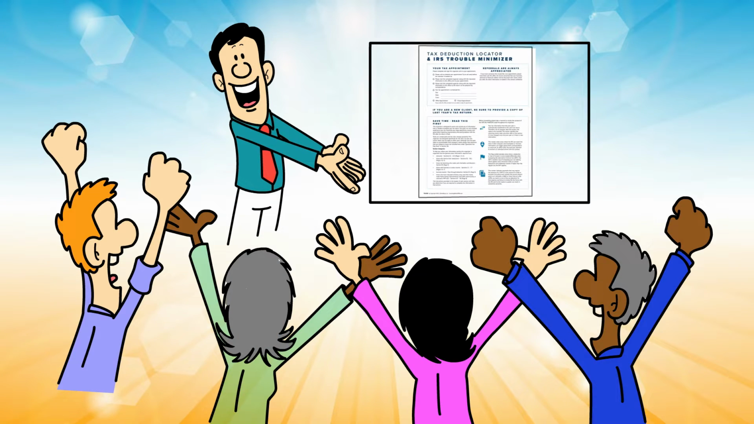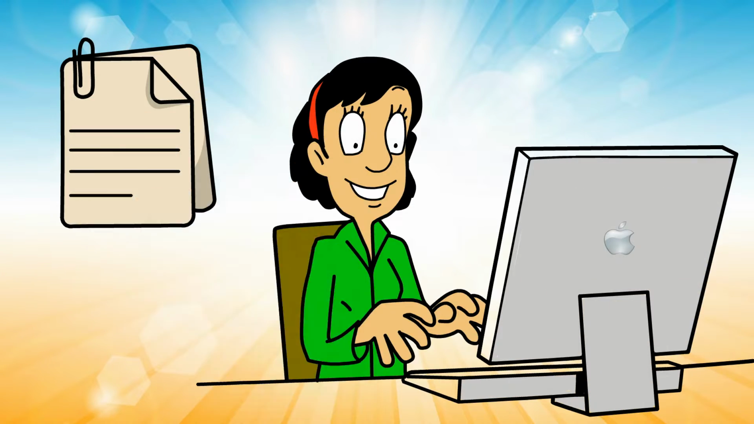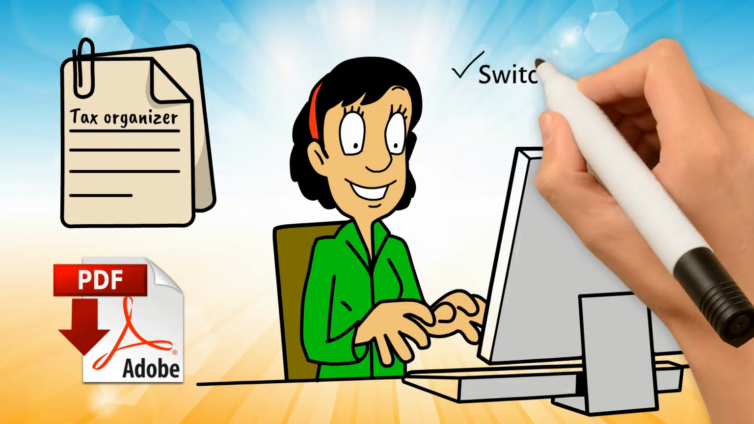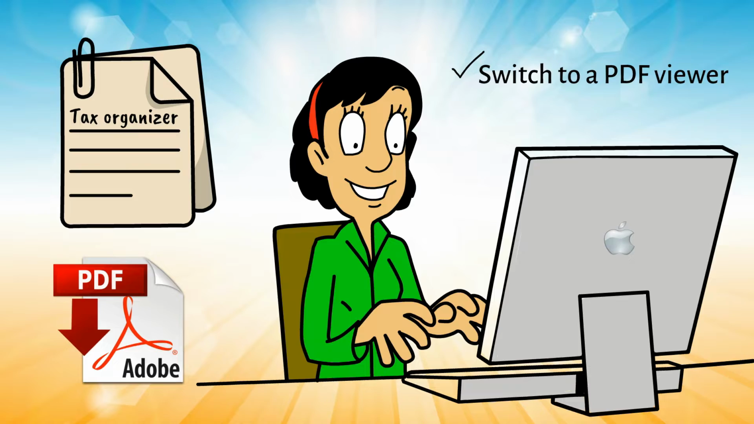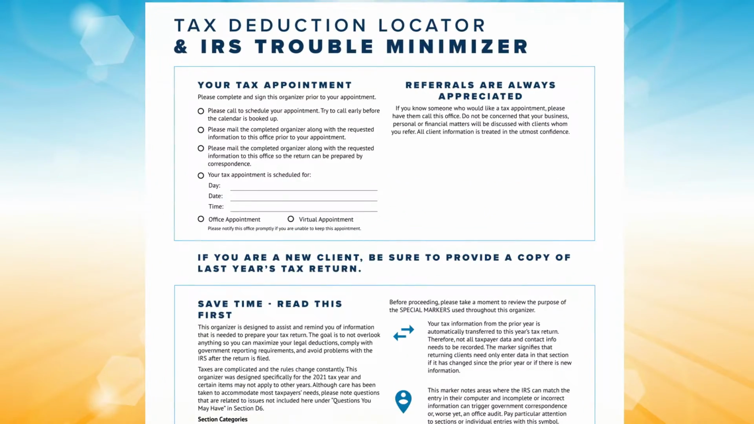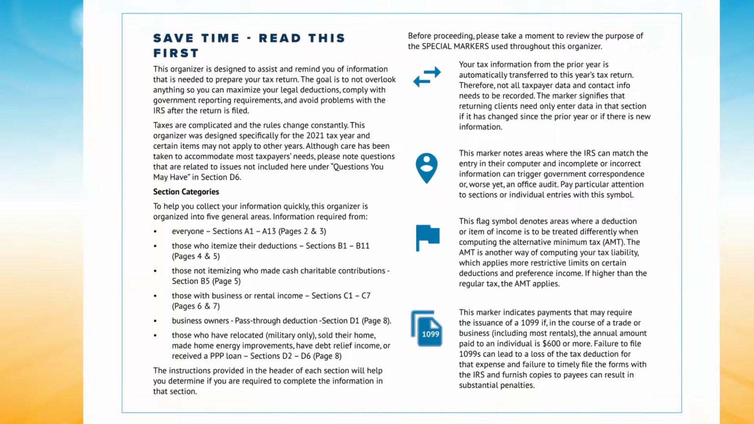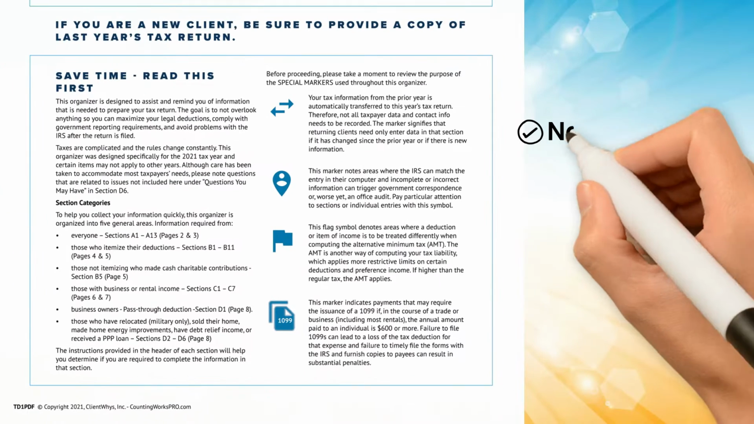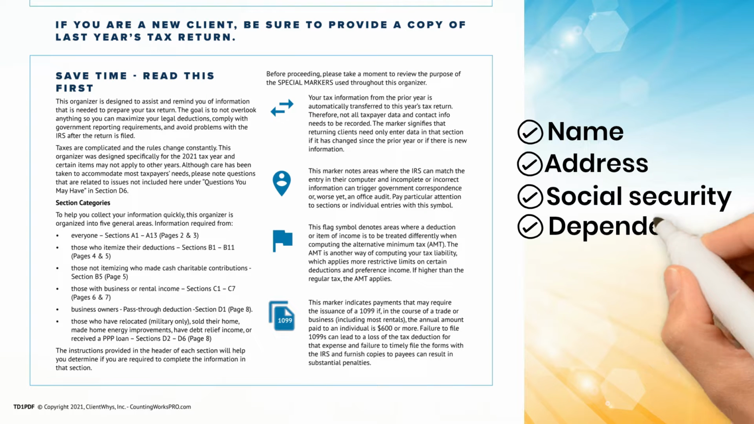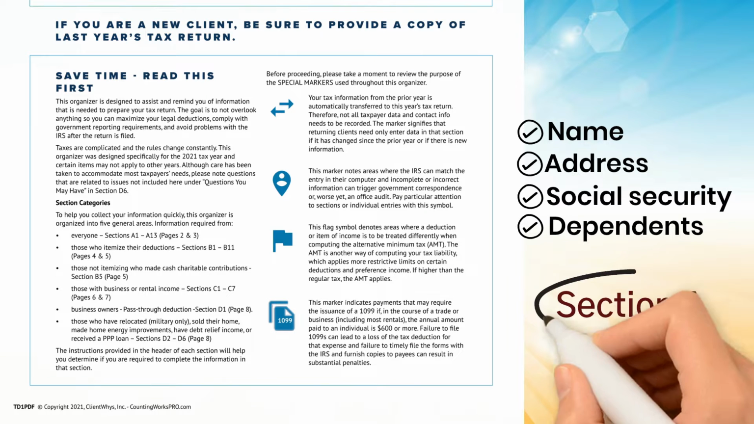This organizer is fillable but only with a PDF viewer. If you are using a Mac to view this organizer, we suggest you switch to a PDF viewer instead on your Mac. To quickly get through this organizer, please read the first page. Read this first section. If available, please provide us with a copy of your previous year return in lieu of personal information required about your name, address, social security, dependents, and other personal identification questions found in Section E.